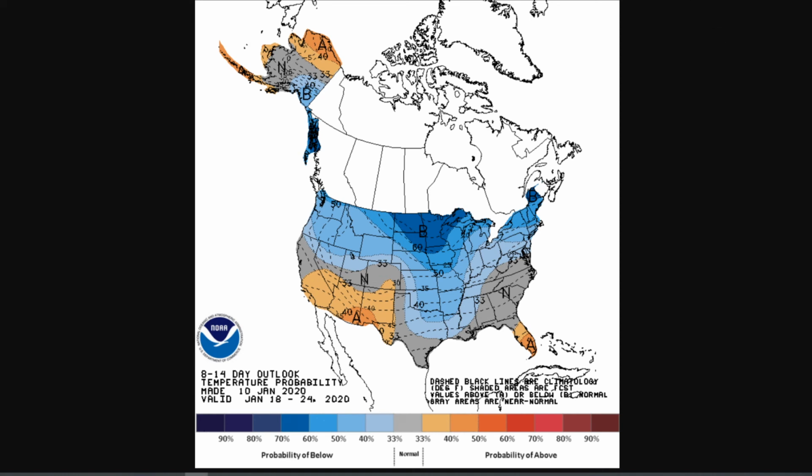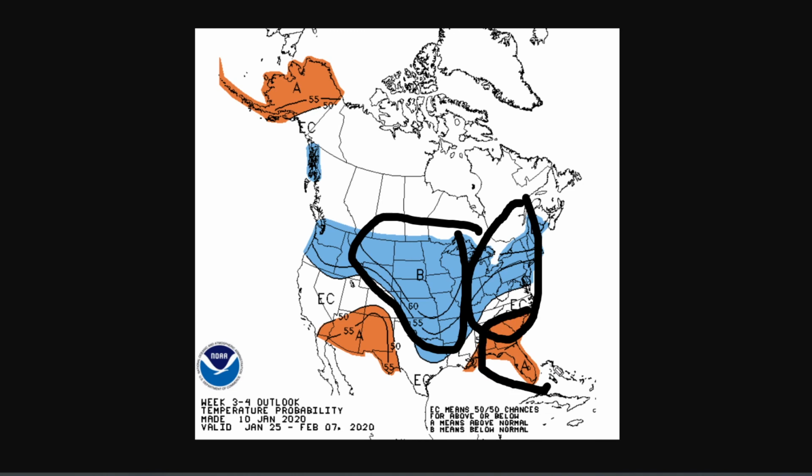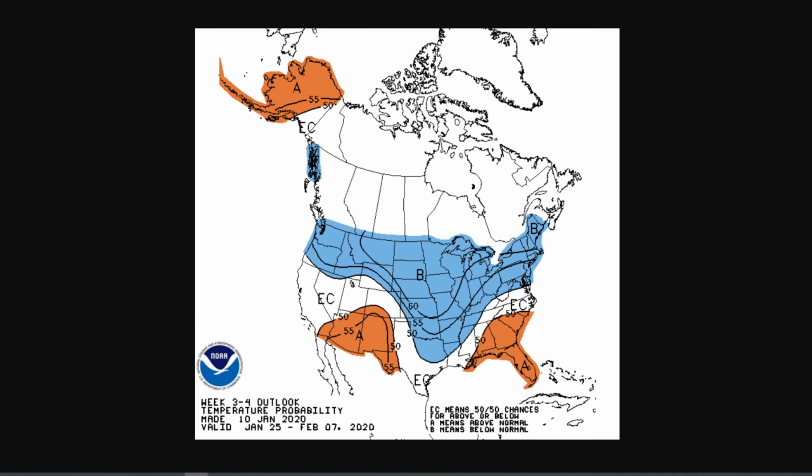Now, here's your week 3 to 4 temperature outlook. And you see it's still concentrated over the central U.S., but it's getting even colder over the eastern United States. According to the Climate Prediction Center, they are forecasting a bit of ridging out in the southeastern United States, but again, that could change.